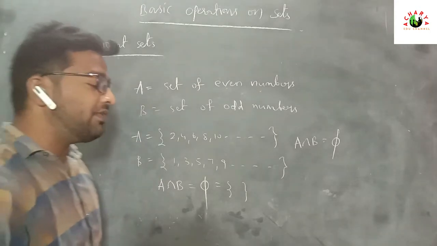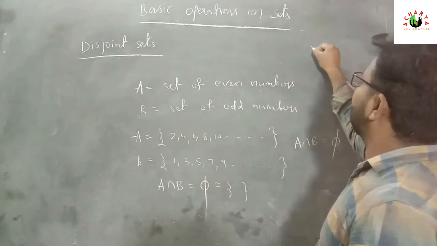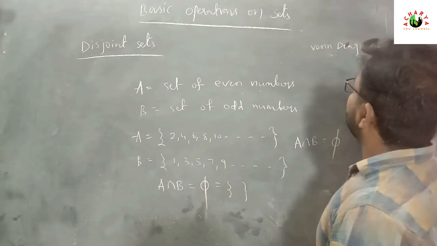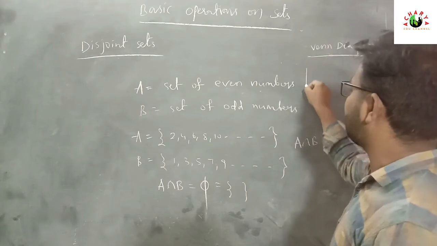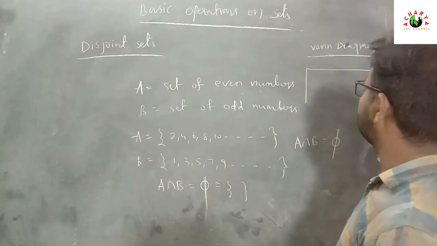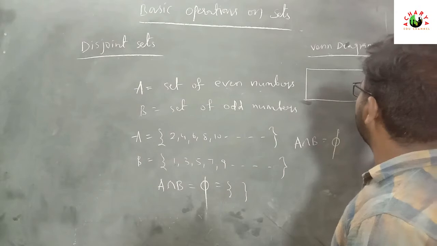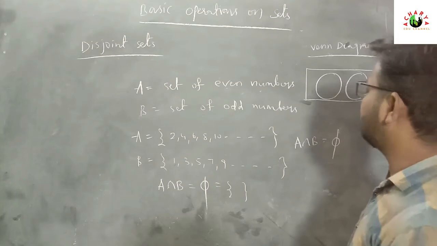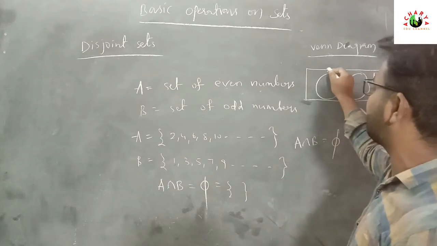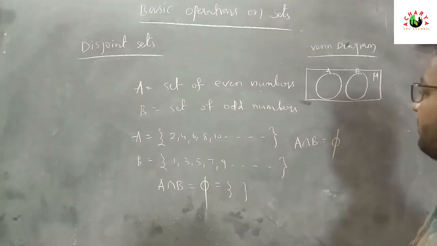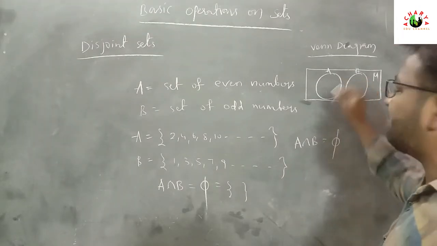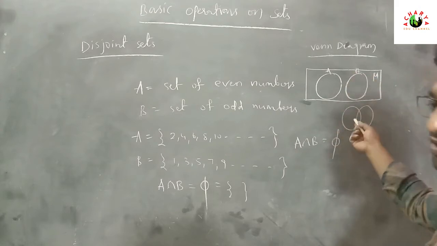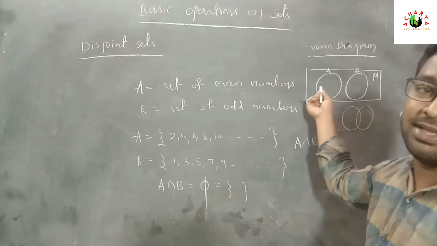Then what is the Venn diagram of disjoint sets? First we draw a rectangular box with the universal symbol mu, and two circles, two ovals. The first one represents A, the second one represents B. There is no common element of set A and set B, so we can't join them, we can't draw them overlapping. Why? Because there is no common element of set A and set B in disjoint sets.